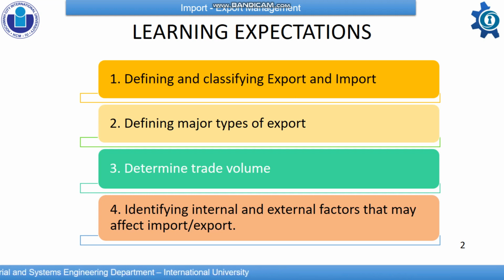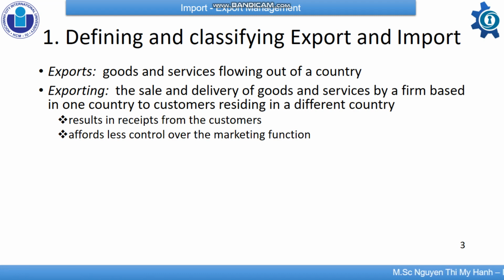The second point, you have to define the major types of export. And the third one, you have to determine the factors that affect trade volume and how to calculate the trade volume of each country. And finally, you have to identify the internal and external factors that may affect import and export. Okay, so what is export and import?